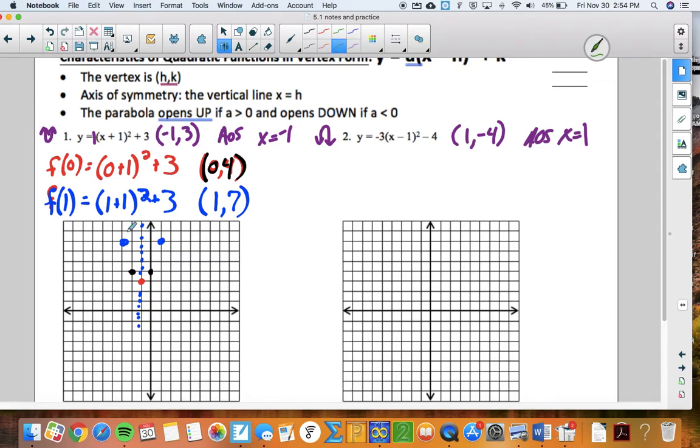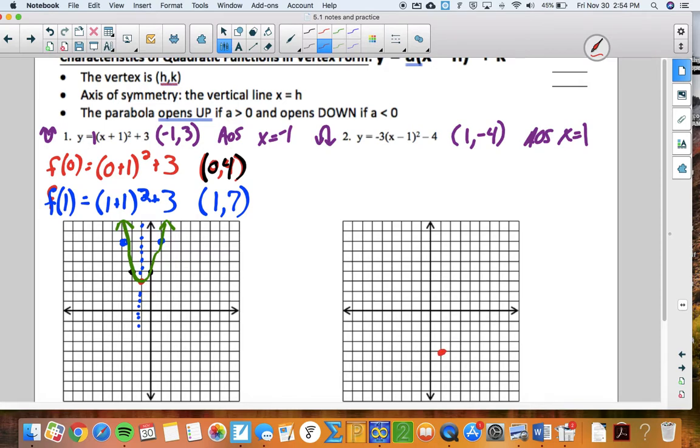I don't know if I've been drawing my parabolas from here, folks. Connect that with a smooth U shape. Don't let it get pointy on the bottom. There's the parabola. All right, number 2. Let's plot the vertex at 1, -4. Boom.